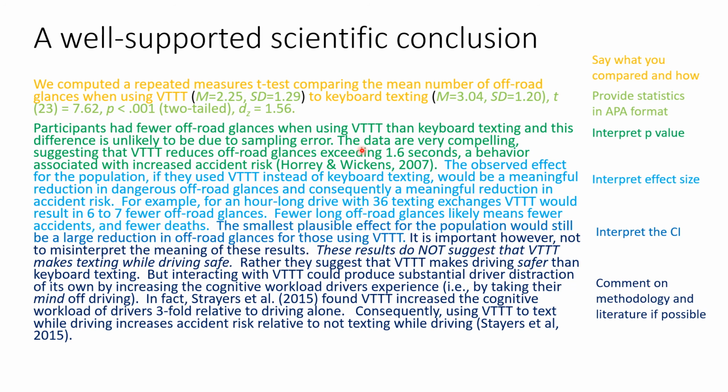Next, you want to talk about the confidence interval. The smallest plausible effect for the population would still be a large reduction in off-road glances for those using voice-to-text technology. Now, in this case, the interpretation is focusing more on the lower bound of the confidence interval range, but I think that's okay here because the lower bound was still large enough to have practical importance, and that's just worth pointing out.